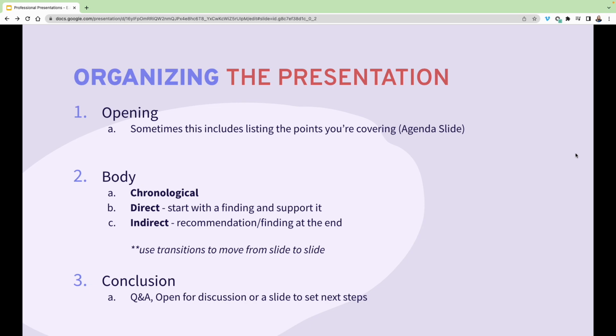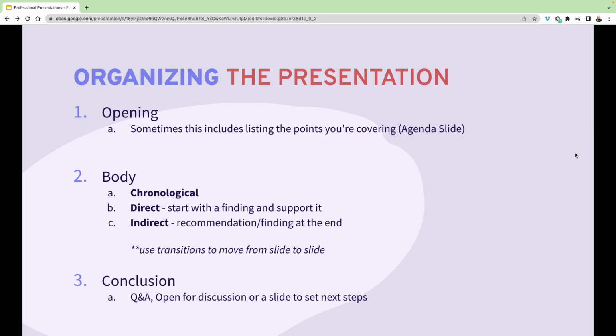Oftentimes, your opening will also include an agenda slide. Giving your audience an idea of what you're going to cover is very important because it helps them track with what you're saying in your presentation. You'll notice in the beginning of this presentation, I said we were going to cover 2 topics, and that gave you all a very clear path of where we're going with this and what you're going to be able to take away from the presentation. I always recommend mentioning what your audience will be able to take away in that first agenda slide.